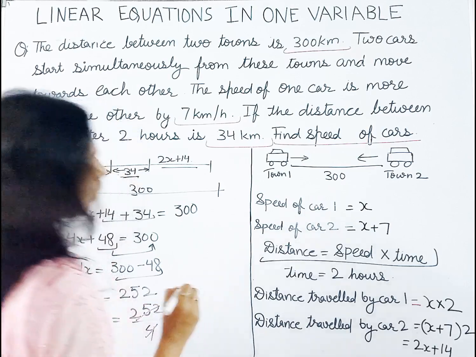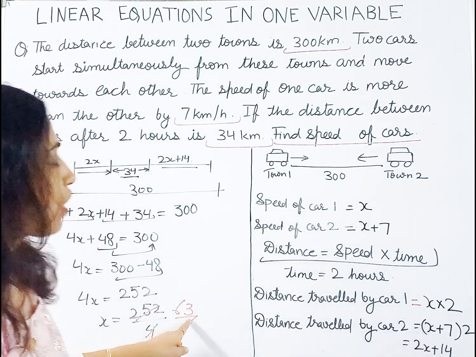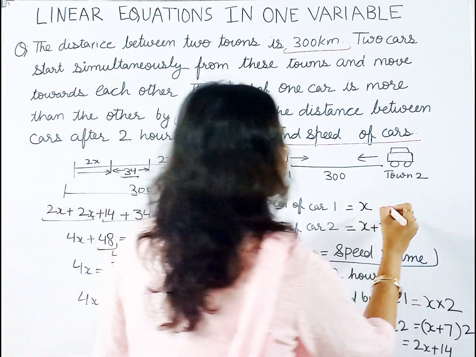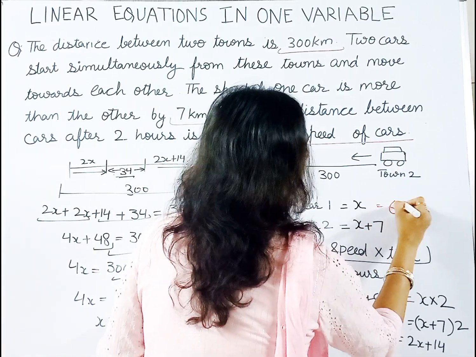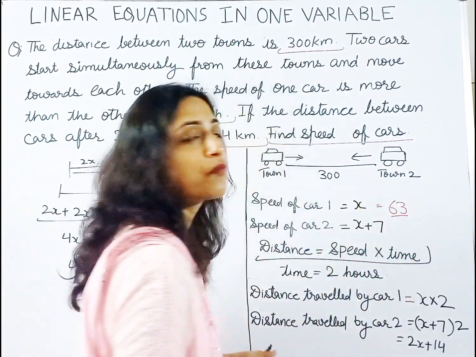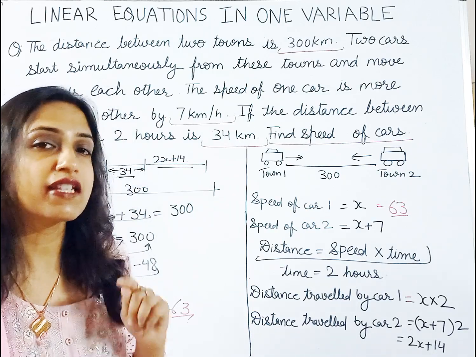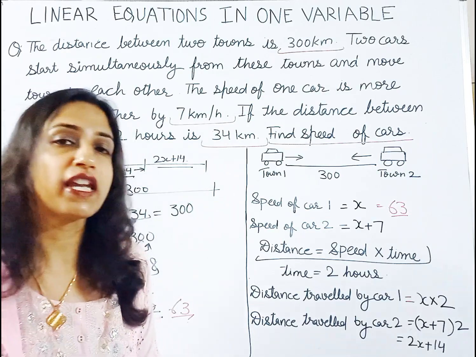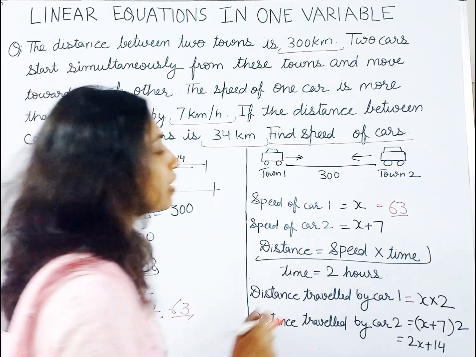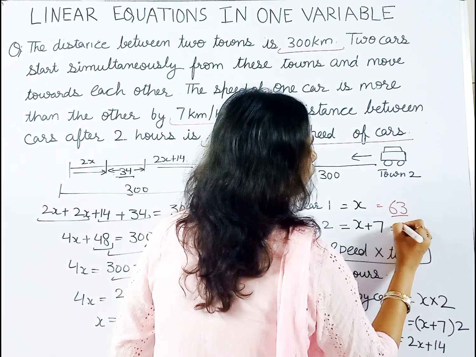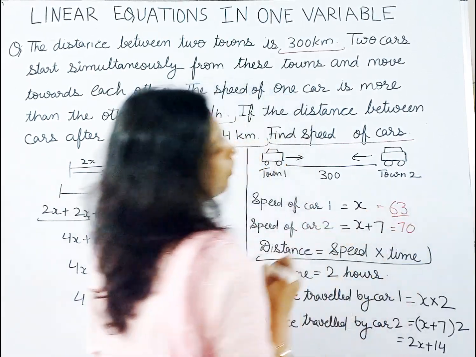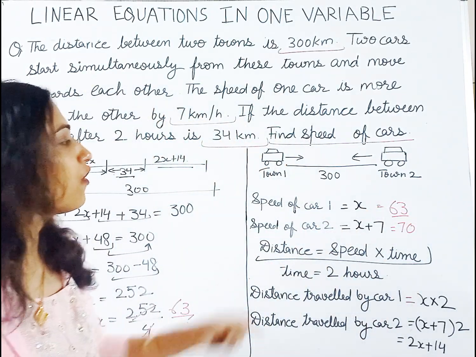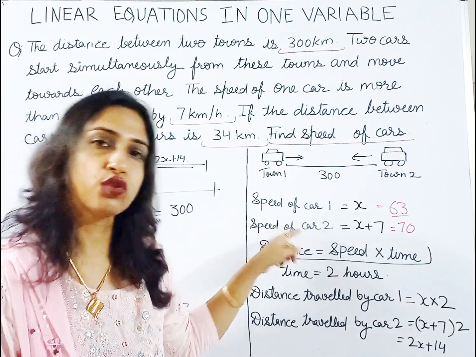252 divided by 4 is equal to 63. So the speed of first car comes out to be equal to 63. Then the speed of second car: if the speed of first car is 63, then the speed of second car is 63 plus 7, which is equal to 70. So these are the speeds of car 1 and car 2.